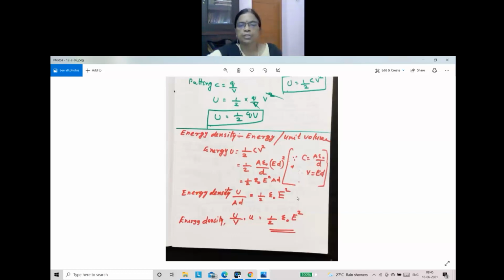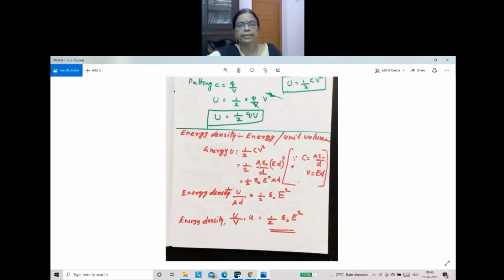Usually, sometimes in the question paper, you will see that you have to prove that energy density is half epsilon 0 E square. Energy density equal to half epsilon 0 E square. So, you have to do these steps. Otherwise, you can stop with the energy stored in a capacitor. If energy density is asked, you have to do these steps also.